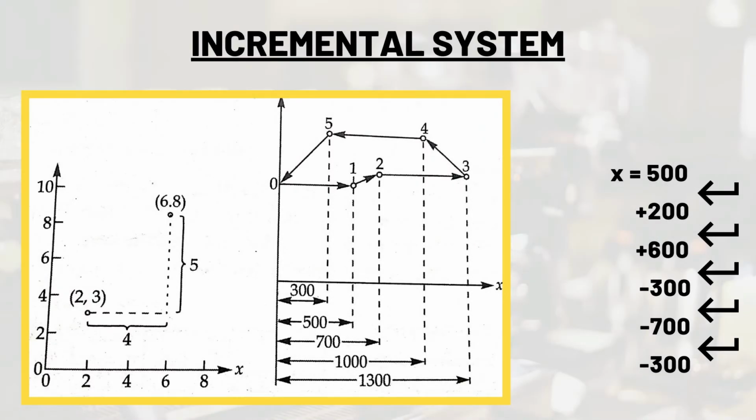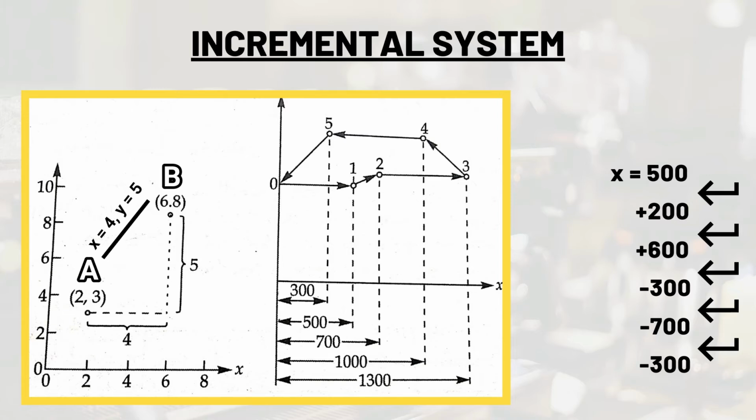Next we have incremental and absolute CNC machines. Let's discuss the incremental system first. In this system, the distances are measured from one point to the next point. The movement from point A, whose coordinates are 2, 3, to point B, whose coordinates are 6, 8, is specified by x equals 4, y equals 5.